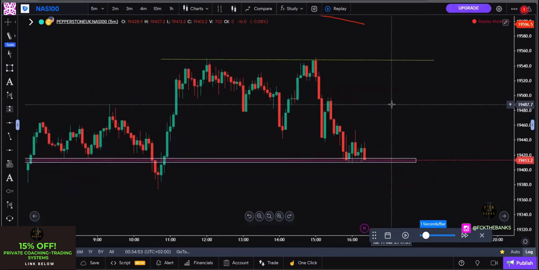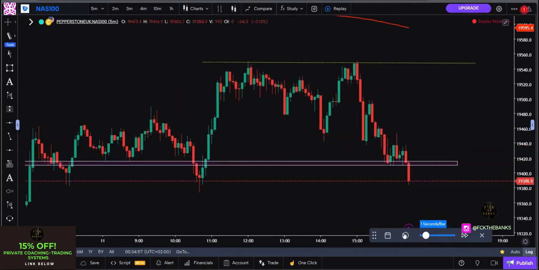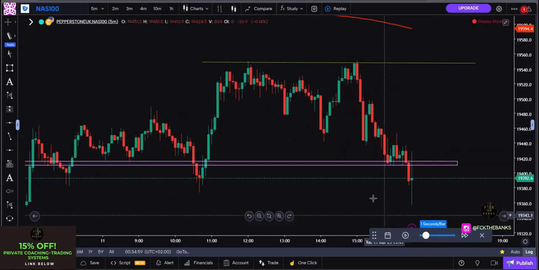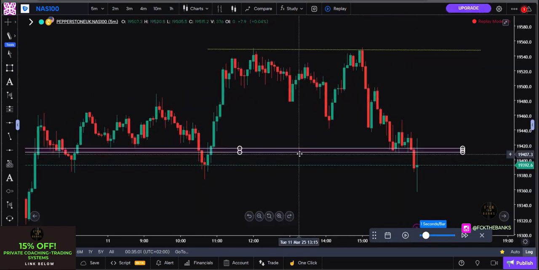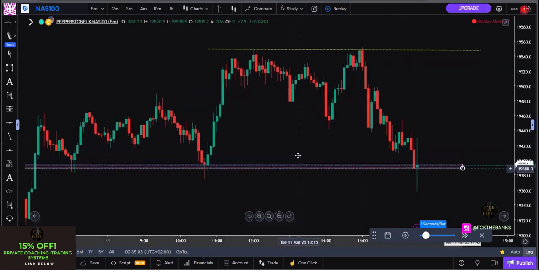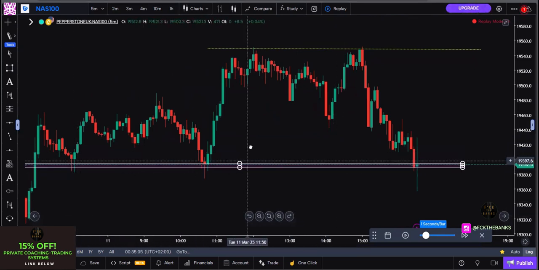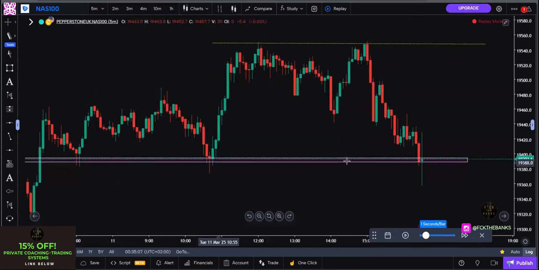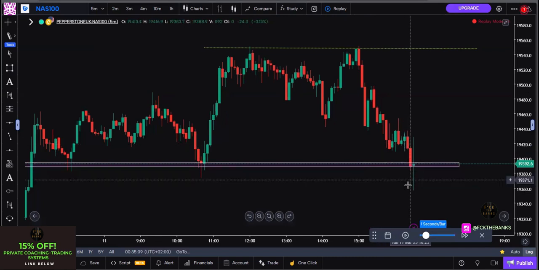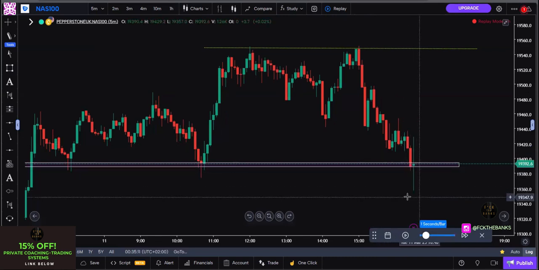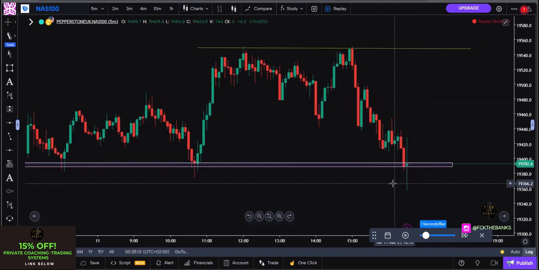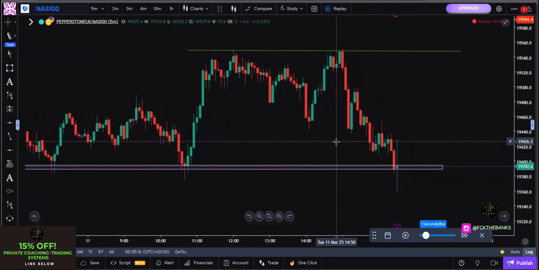Right here, this is the NYSE Open. Since we are very close to this level right here, which is a short-term level, price will want to take liquidity. Now remember that our bias is going to be bearish. We're going to be looking for sales.